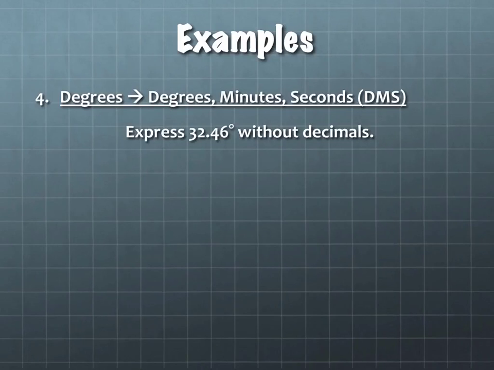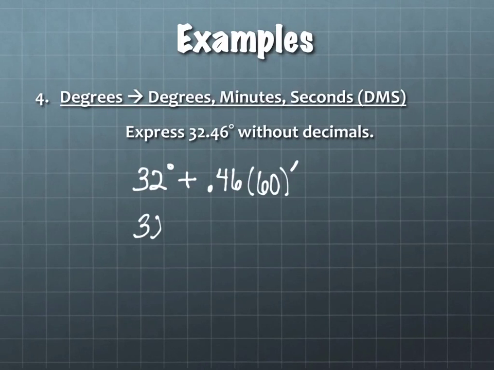All right, so how do we do that? Well, what we do is this. This one is already in 32 degrees. We're not going to change that. Right now we have the 0.46, and that's in degrees, and we want to turn it into minutes. And how many minutes are there in a degree? 60. So what we're going to do is multiply it by 60, and that's going to give me a number of minutes.